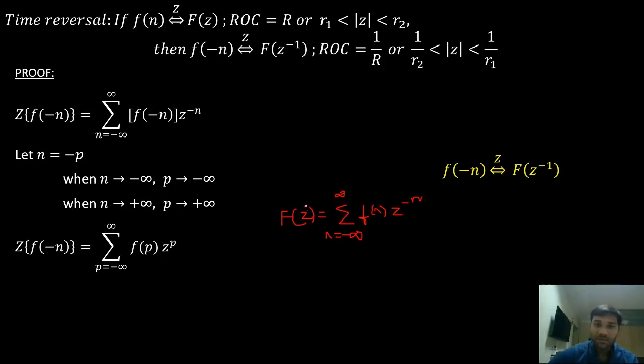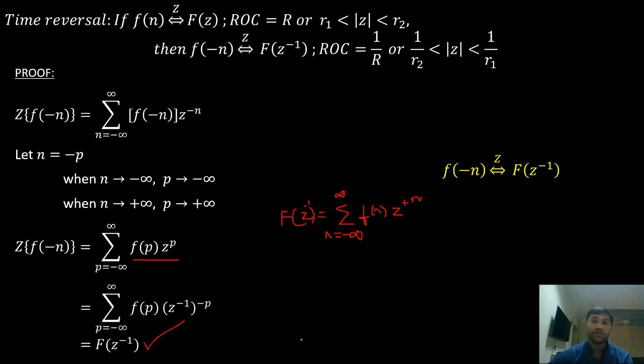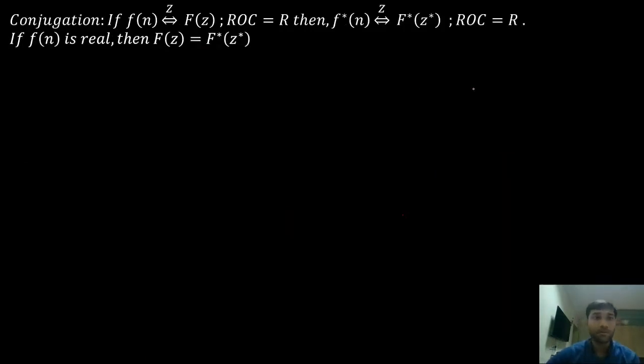Now, if in place of z I substitute z inverse, what happens? This will become f of n z to the power n. That is what I have here, f of p z to the power p. So the entire thing I can replace with F of z inverse. That is the z transform for f of minus n, and this is the time reversal property.